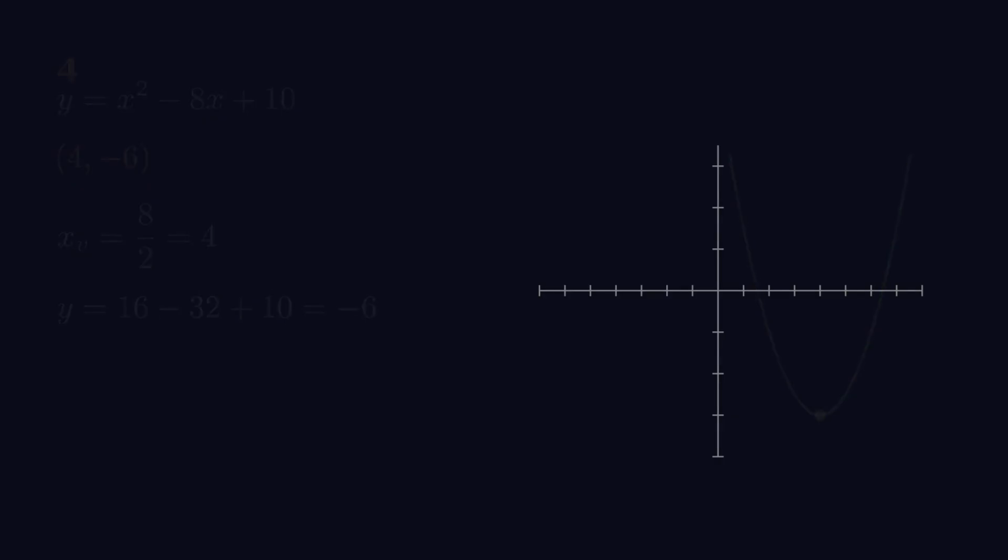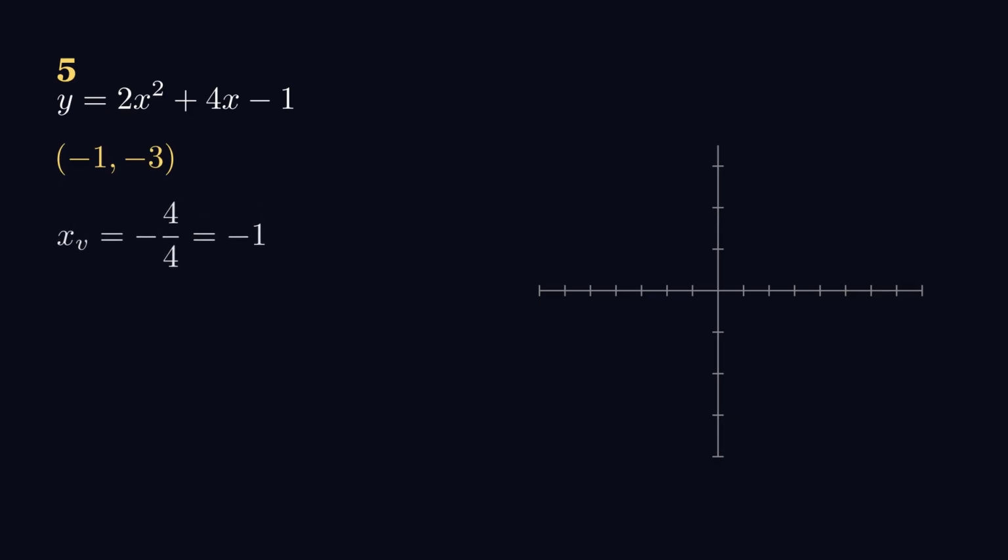5. Harder. Vertex of y equals 2x squared plus 4x minus 1. Negative 1, negative 3. x is negative 4 over 4, negative 1. Plug in. 2 minus 4 minus 1, negative 3.